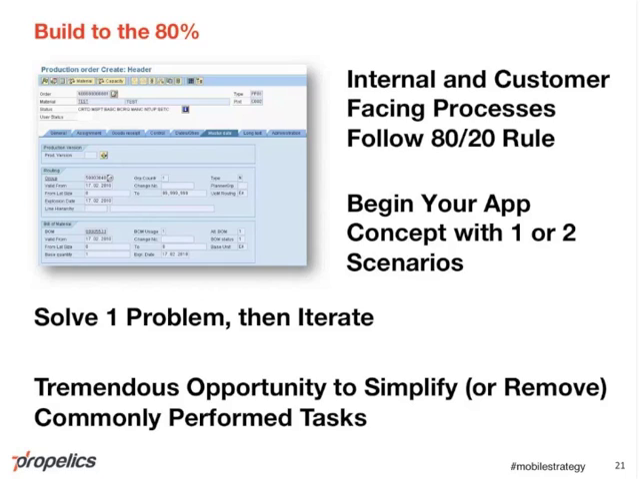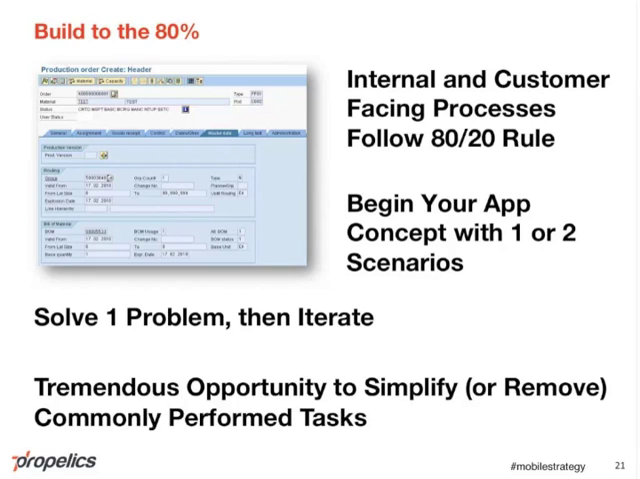And with this, you get this opportunity to be able to really simplify or even remove a lot of commonly performed tasks, since we're able to take advantage of some of those 5 Ws, and also the ones that are non-value add in there, we can find ways to be able to bypass those in a lot of areas within mobile applications.